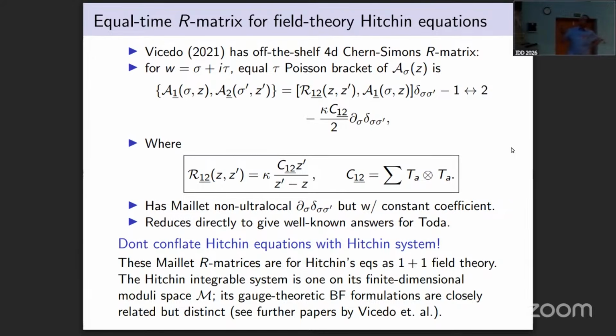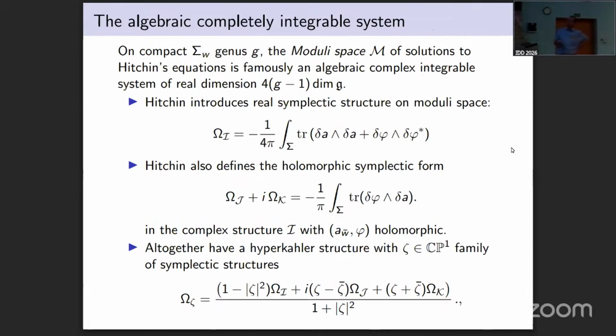So then, the thing that was confusing was the fact that Benoit also has many papers on the Hitchin system. The Hitchin system was this algebraically completely integrable system on the moduli space, and so these are R matrices for the Hitchin equations as a 1+1 dimensional field theory, but the Hitchin system is really a finite dimensional system on its moduli space, and so these were studied by Benoit and friends as well. They also have a treatment that comes out of this 4D Chern-Simons story here, but with some adaptation.